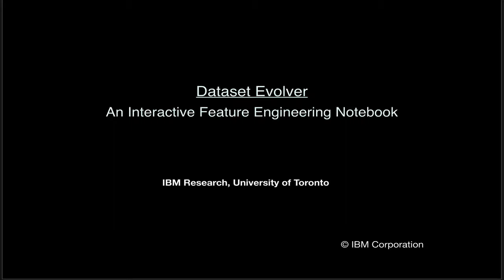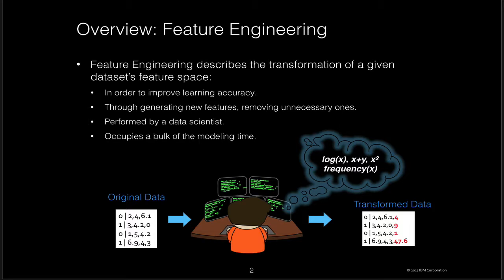Welcome. Today we will talk about interactive feature engineering for supervised learning with our new tool Dataset Evolver. So, what is feature engineering? It is the task of altering feature space for a given learning problem with the objective of improving model accuracy.